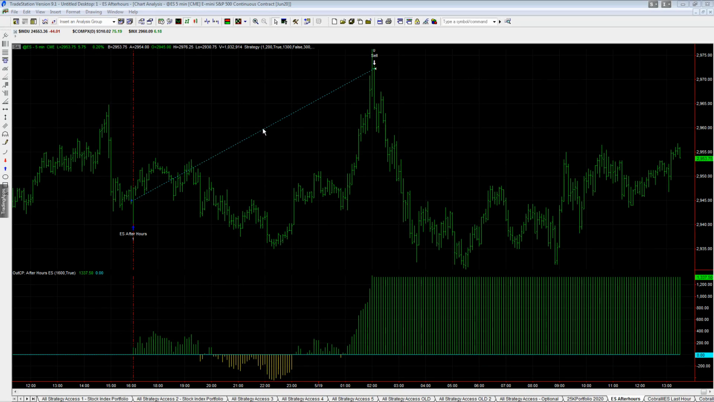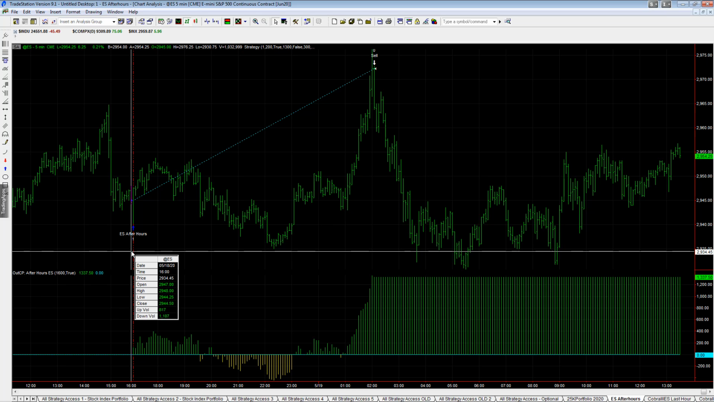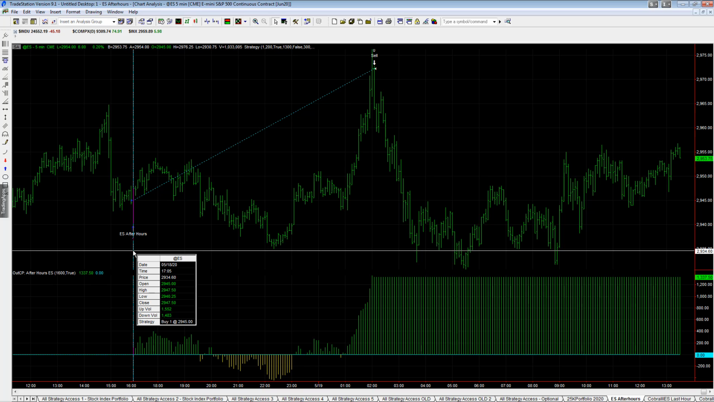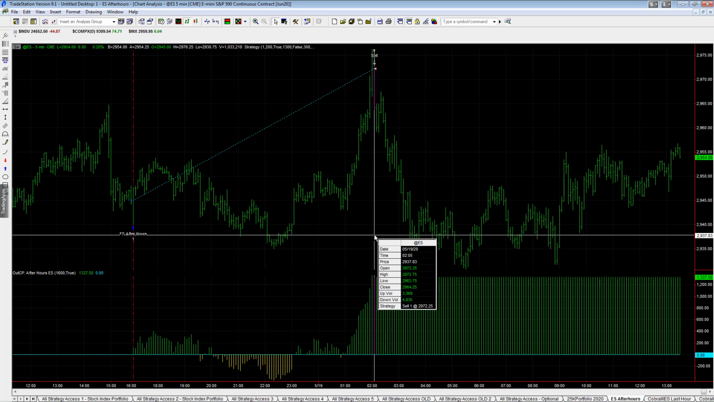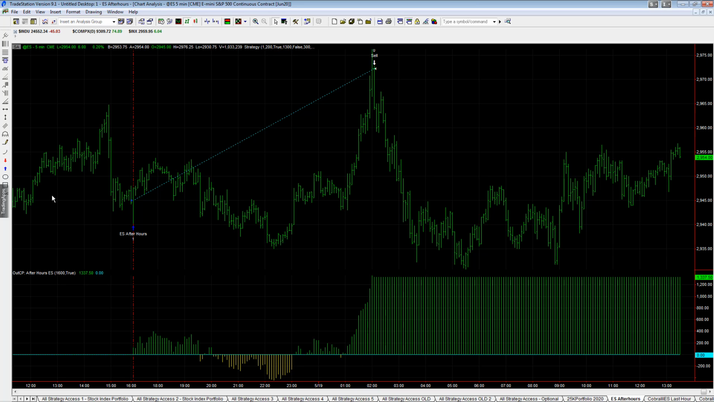The trade of the day is E-mini S&P after hours. And so taking a look at this, getting in right at the open on this current trading session and exiting at 2 a.m. Central Standard Time, plus 1337.50.